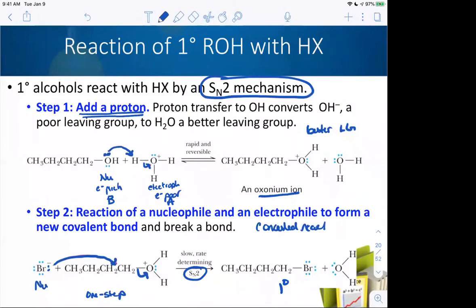So again, this should be review. There's nothing new here. When I have alcohols, though, the one thing you have to remember is that they are typically going to protonate to form better leaving groups before they will undergo these substitution reactions.